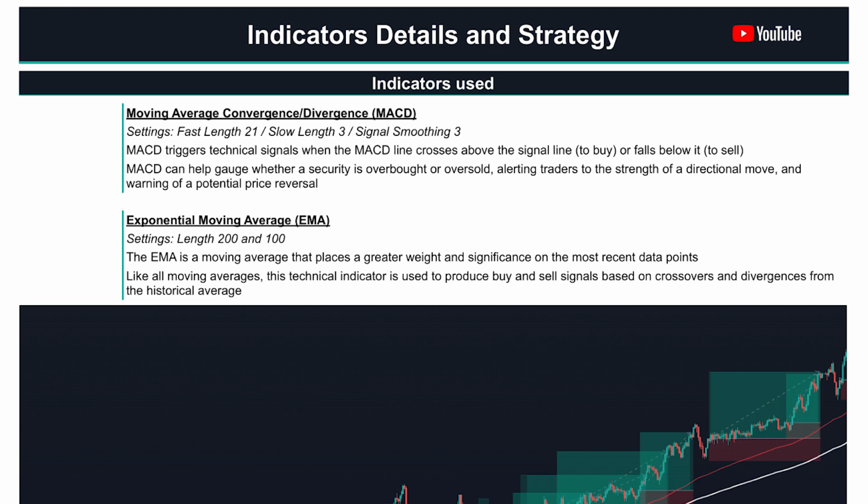that places a greater weight and significance on the most recent data points. The exponential moving average is also referred to as the exponentially weighted moving average, and it reacts more significantly to recent price changes than a simple moving average, which applies an equal weight to all observations in the period.